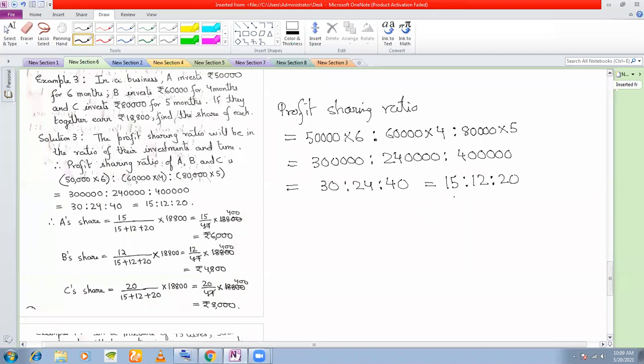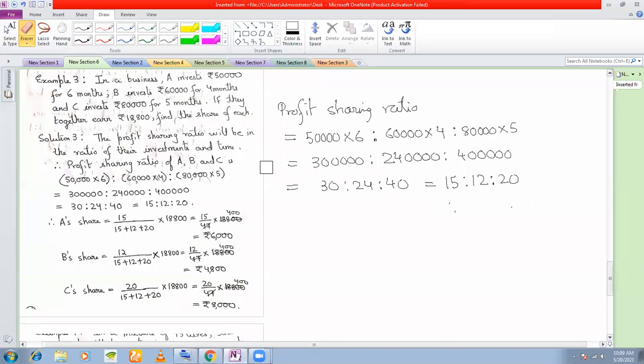So A gets 15 parts, B gets 12 parts, C gets 20 parts. So why should C get 20 parts? Because C here is investing the highest amount, 80,000, and he's investing for 5 months also. Not the highest period, but definitely the next higher period, right? So that is why C will get the higher share of the profits.